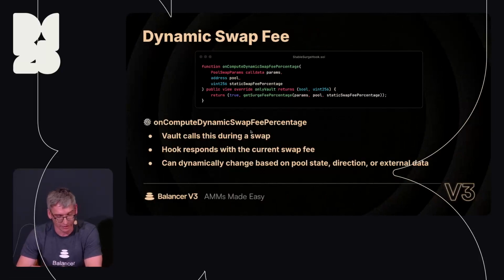And then the last one, which is where the meat of this innovation is happening, is the dynamic swap fee, which is the on-compute dynamic swap fee percentage hook. This is called every time that a swap is happening, and the hook responds to the vault with the current swap fee, which is then used in the swap calculations. And this allows your hook to dynamically change the swap fee based on the pool state, the direction, or external data. So there's a lot of room for innovation within this.